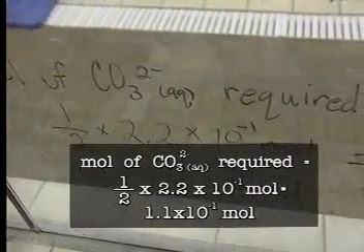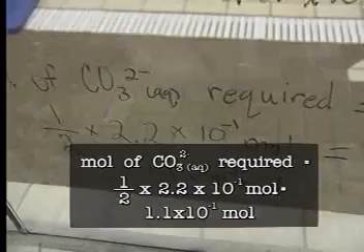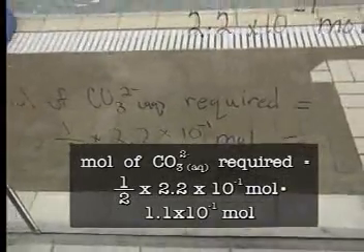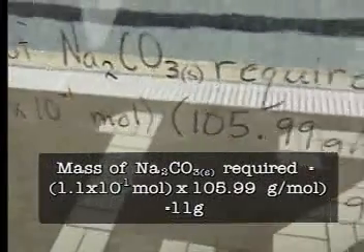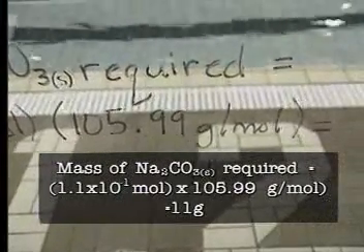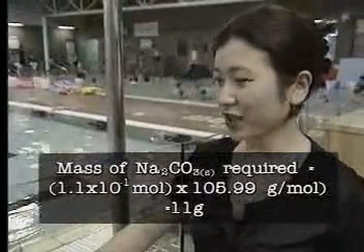Yeah, times 2.2 times 10 to the negative 1 moles, and that gives me 1.1 times 10 to the negative 1 moles. Good. All right, let's go on to the last step. So now the mass of sodium carbonate required is equal to 1.1 times 10 to the negative 1 moles times 105.99 grams per mole, and that gives me 1.1 times 10 to the 1 grams, which rounds off to 11 grams. Good. All right. So that means that 11 grams of sodium carbonate is required to change the pH of this pool from 6.80 to a comfortable 7.50.